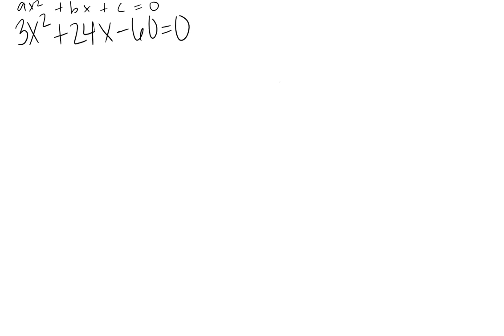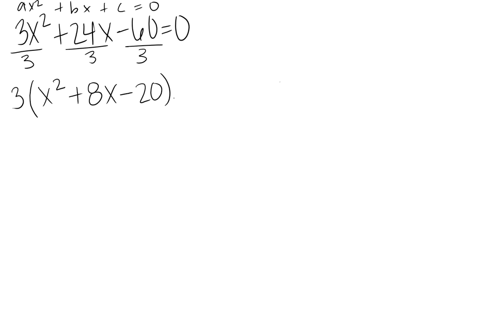So we've got 3, 24, and 60, which all have 3 in common. So our greatest common factor between the 3 terms would be 3. So I can divide out 3 from each of these terms. So we're going to have 3 and then x squared plus 8x and then minus 20 equals 0.